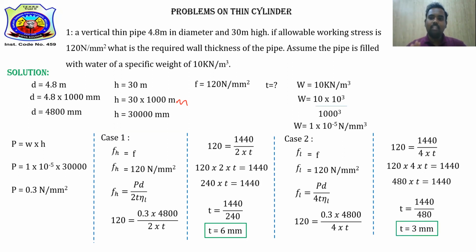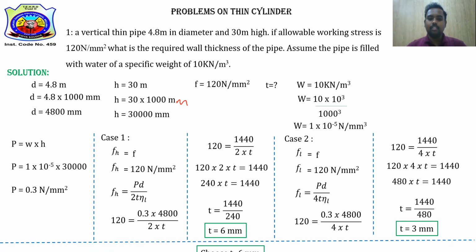Right now, I have two values: one is 6 mm and the other 3 mm. So I should take the bigger thickness, that is 6 mm. So 6 mm is the value for thickness. Out of two, I should choose the bigger value, that is 6 mm for thickness. This is the answer for this question. It's a very simple question, students, because we have only two formulas, just substitution and simplification, that's it.